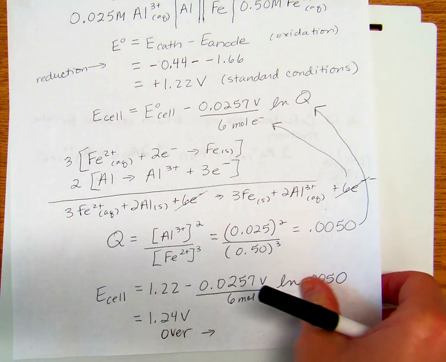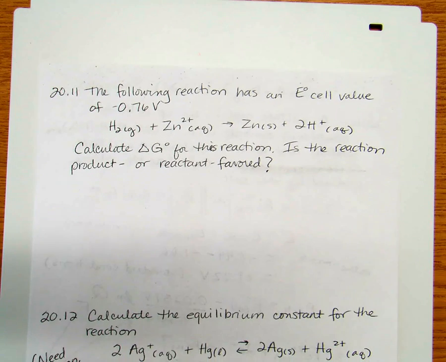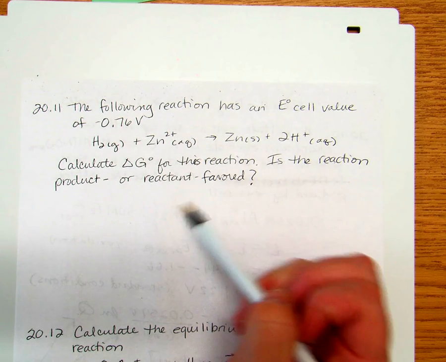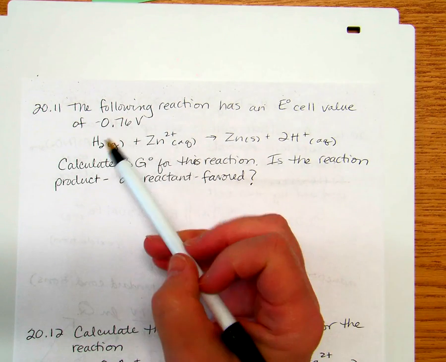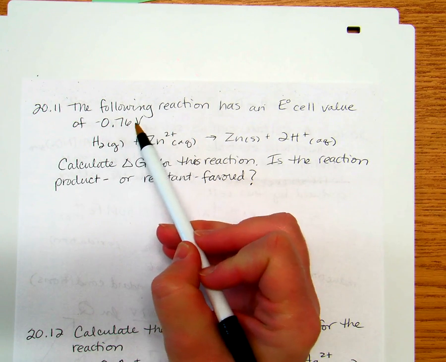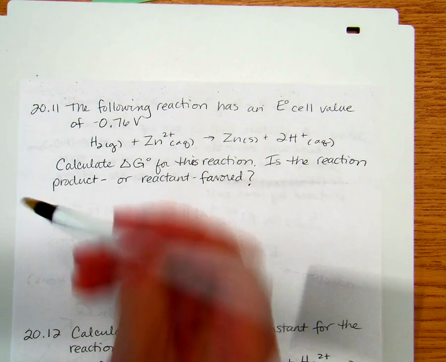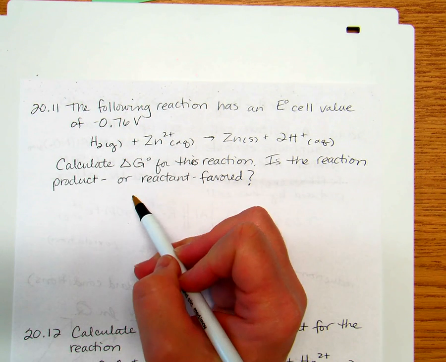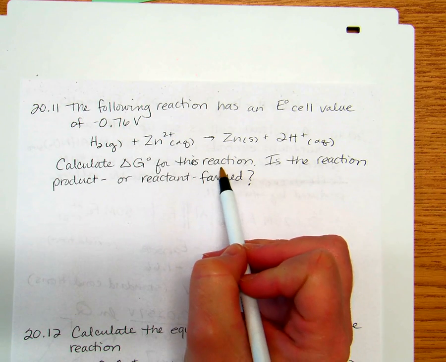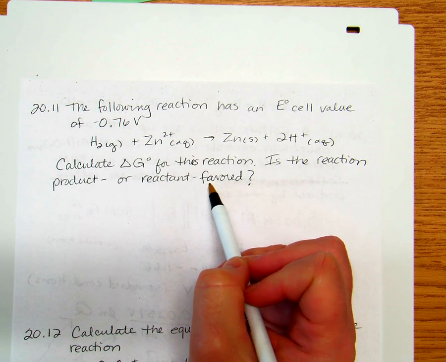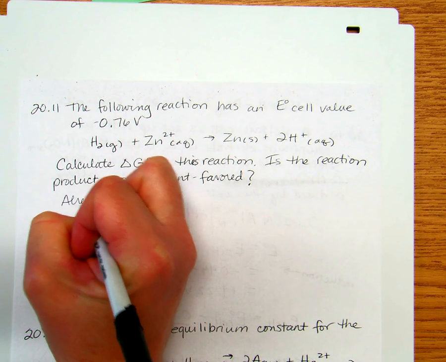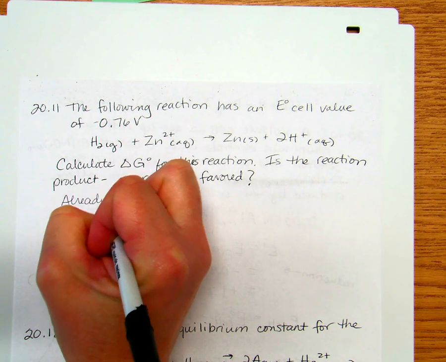So that's example 2010. If you flip over to the other side of your paper, here's a question. This is example 2011. The following reaction has a standard cell value of negative 76 volts. First of all, and then here's the net equation provided to you. And the question is, calculate delta G for this reaction. Is the reaction product or reactant favored? Right off the bat, without doing any math whatsoever, you already know that it's reactant favored without doing a thing.